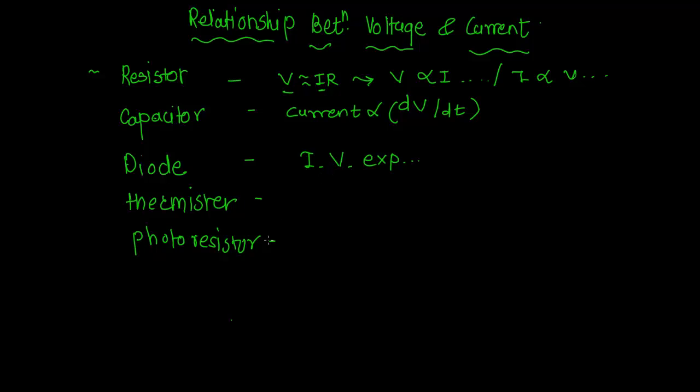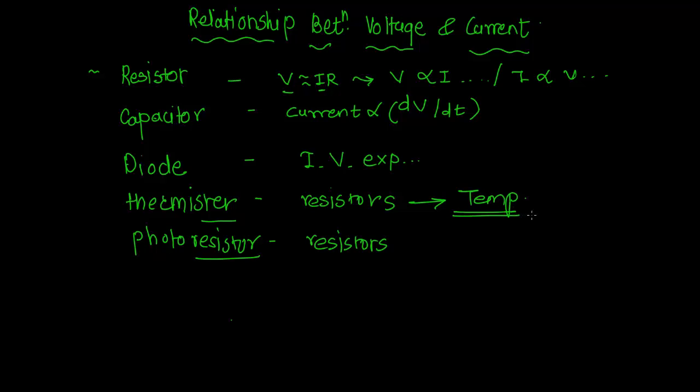For the thermistor and photoresistor, if you have observed, both of these are resistors. There is the word resistor in their actual names. But their resistance is dependent on different quantities. For the thermistor, resistance is dependent on temperature, with either a positive or negative temperature coefficient, written as NTC, which means that if temperature goes on increasing, the resistance goes on decreasing. That's negative temperature coefficient.